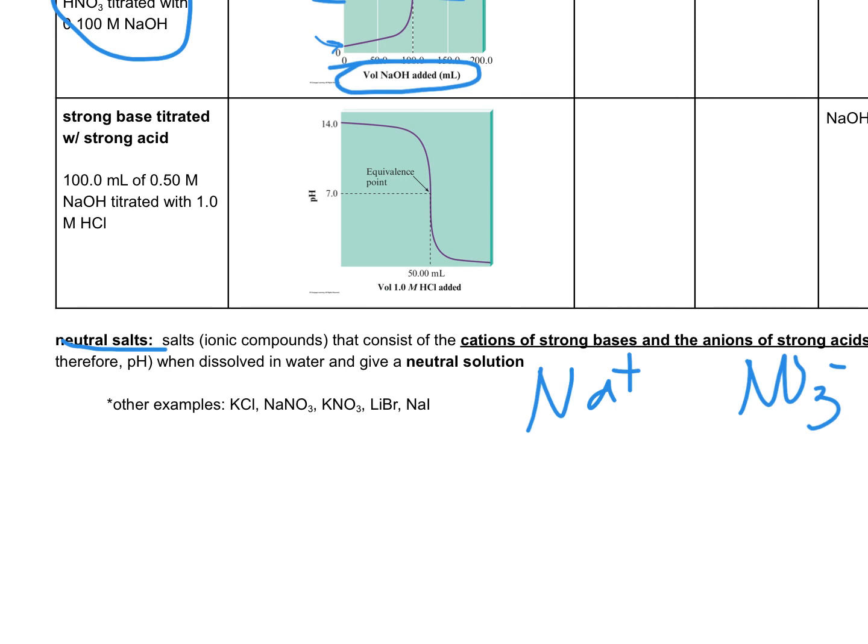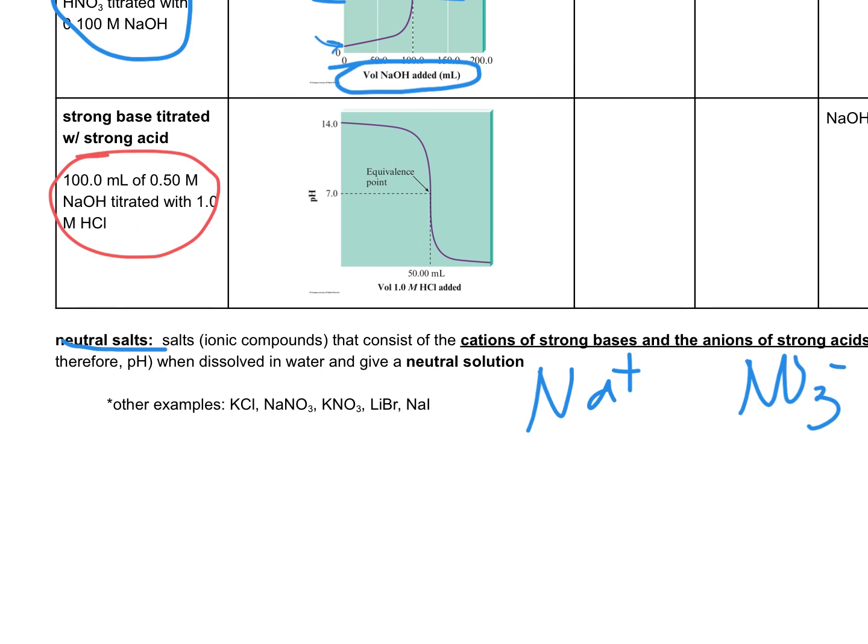Next up is a strong base titrated with a strong acid. For example, 100 milliliters of 0.5 molar sodium hydroxide solution titrated with 1 molar hydrochloric acid. Once again, on our titration curve, we see pH versus, this time, the volume of hydrochloric acid that's added. So that's what we are adding to our base as we are doing our titration.